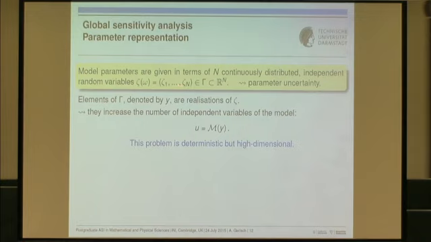And such a realization of the random variables is a vector, still in Rn. We're not talking about functions yet. And that's an element of the subset gamma of Rn. And so now we write u, our quantity of interest, is m evaluated at y. And these n random variables increase the dimensionality of the problem I have.